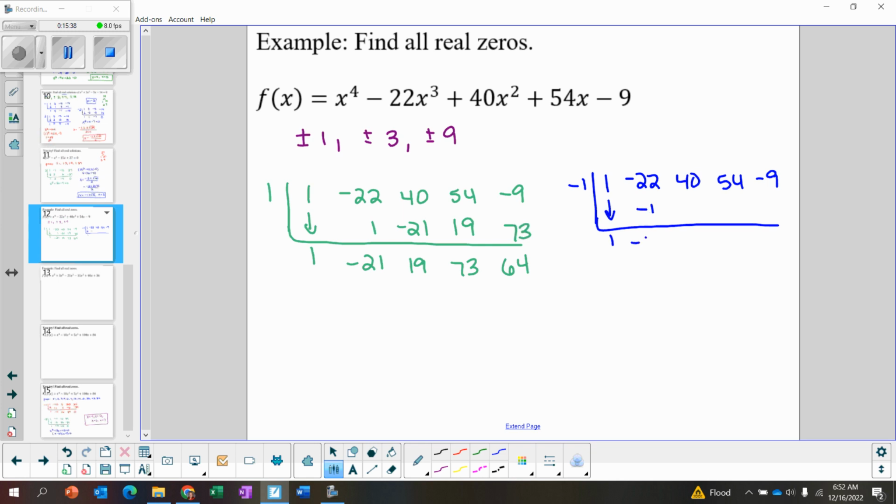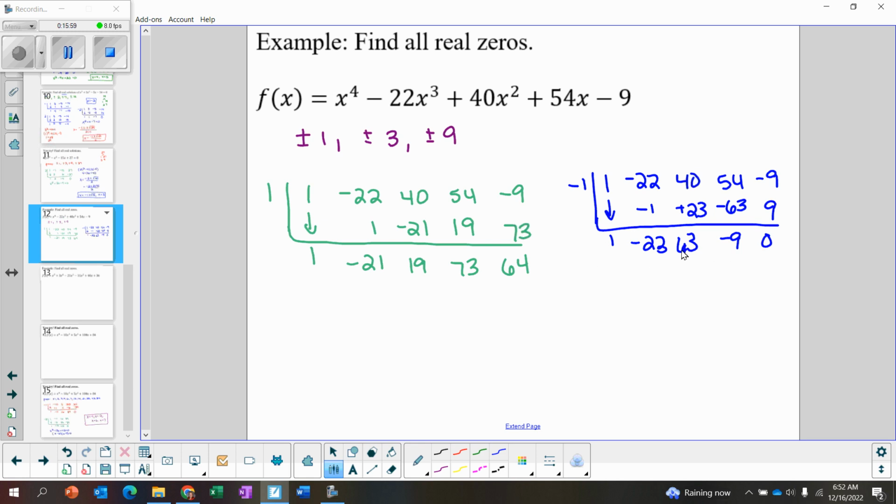Negative 1, negative 23, that's positive 23, positive 63, negative 63, negative 9, and now positive 9, 0. So that one works. So I'm still left with a cubic, and it cannot be factored by grouping.